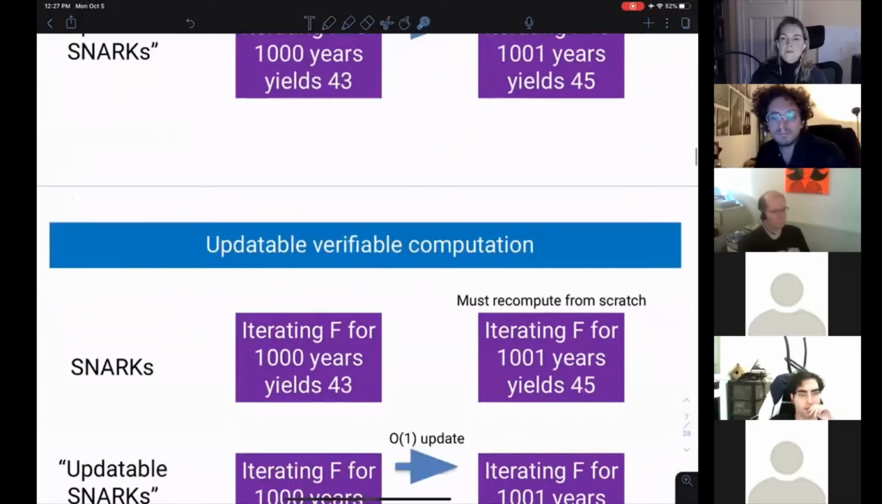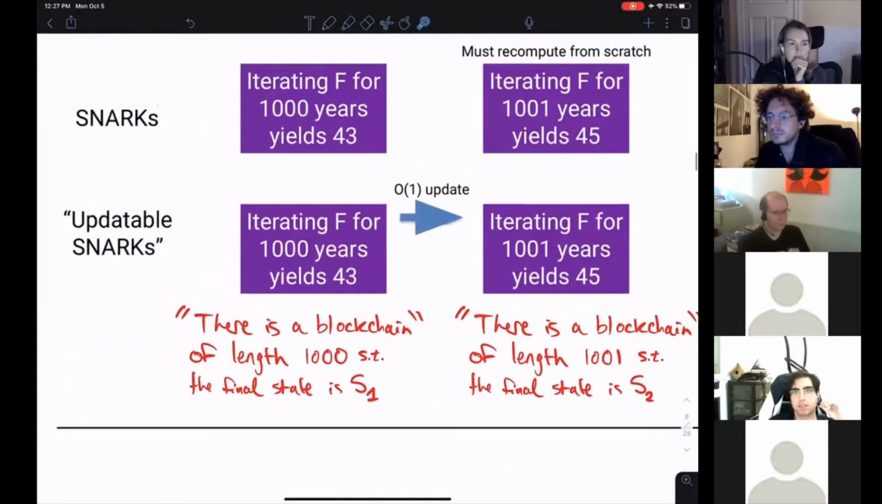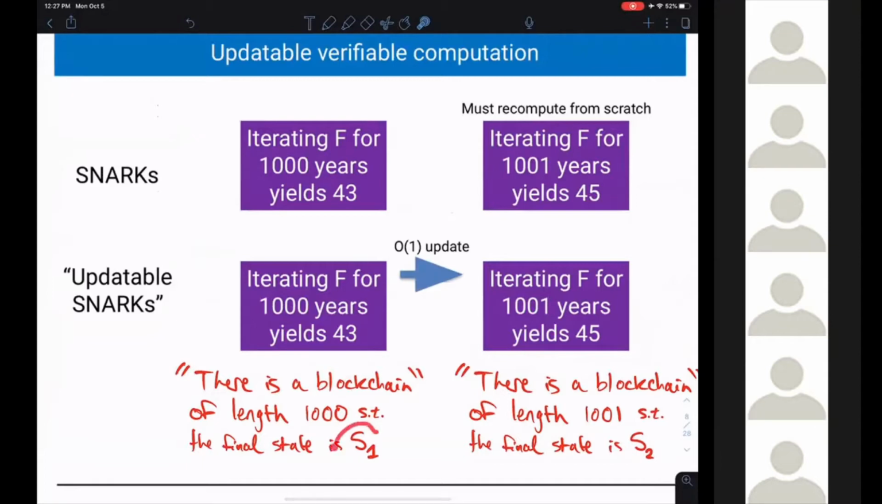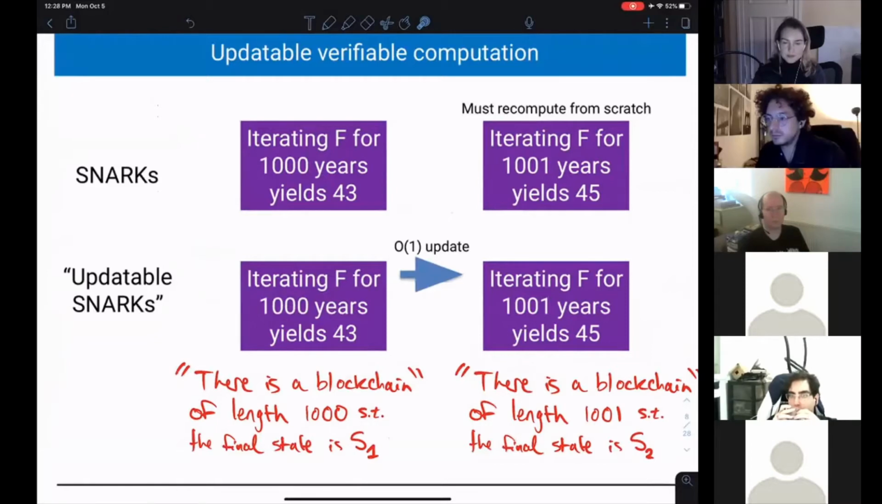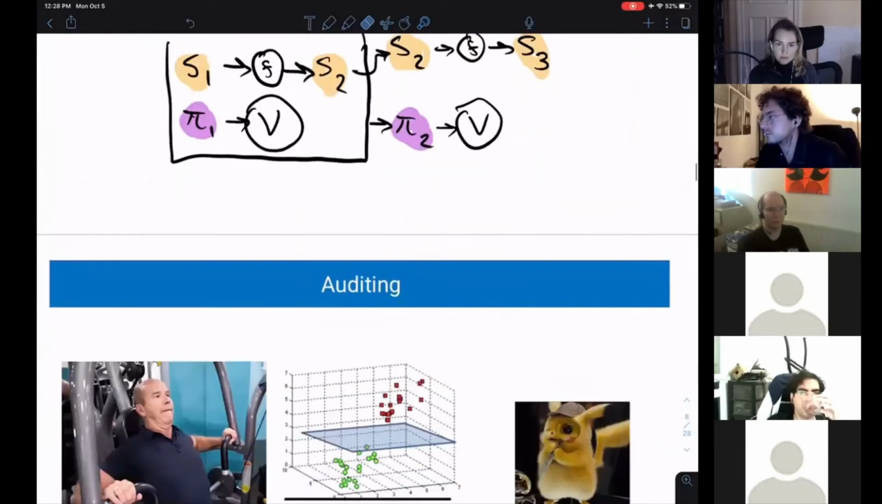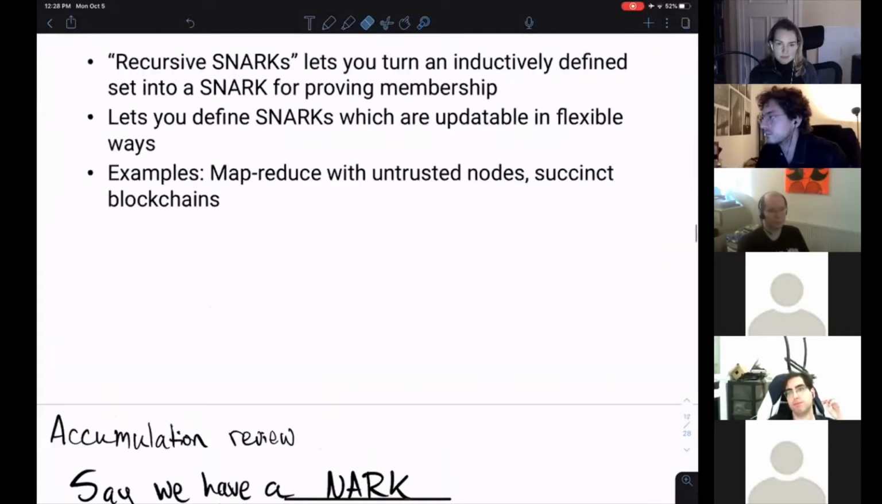Cool. And the example I use day-to-day is that you would have a statement like there is a blockchain of length 1,000 such that the final state is S1. Then you'd want to add one block and prove there's a blockchain of length 1,001 such that the final state is S2. I mean, you wouldn't want to have to recompute everything. Cool. So I'm just going to move on a little bit just for time. We can go back maybe later.